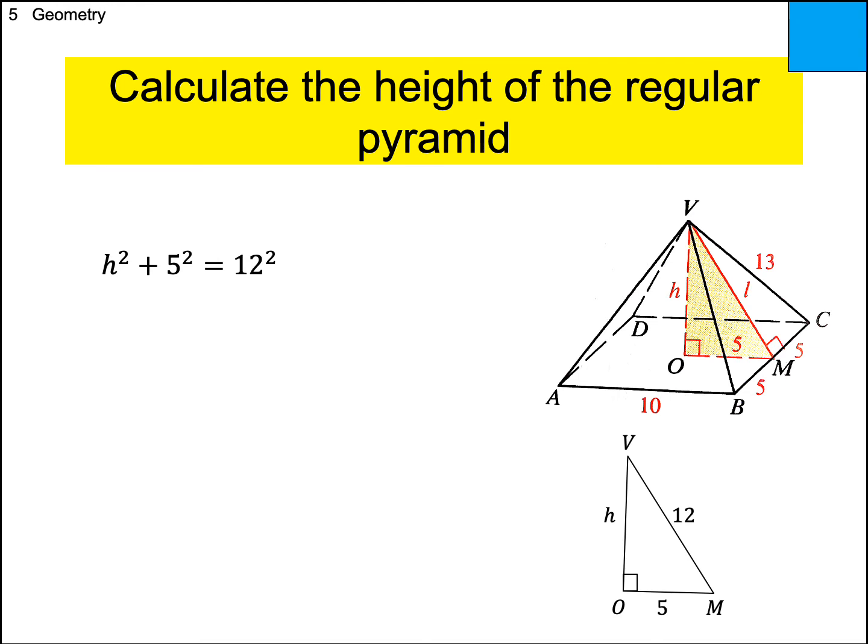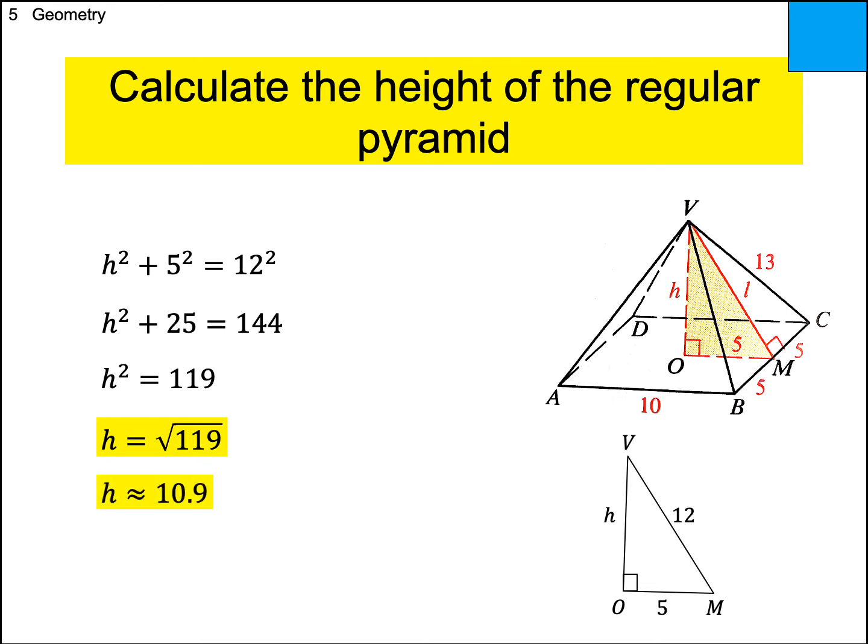This one requires a bunch of work, but it's still basically an application of the Pythagorean theorem. So we do the Pythagorean theorem and we get to an answer. This one's not very interesting. The exact answer is root 119 and the approximate answer is about 10.9.